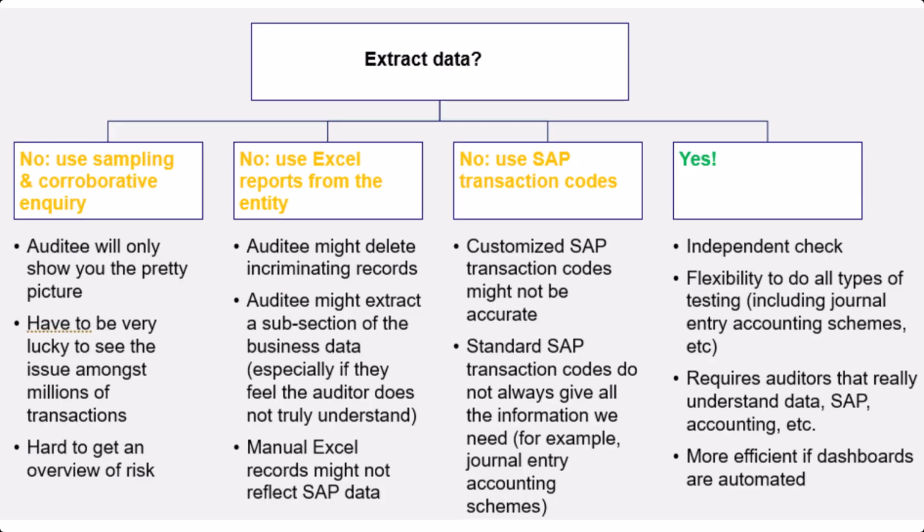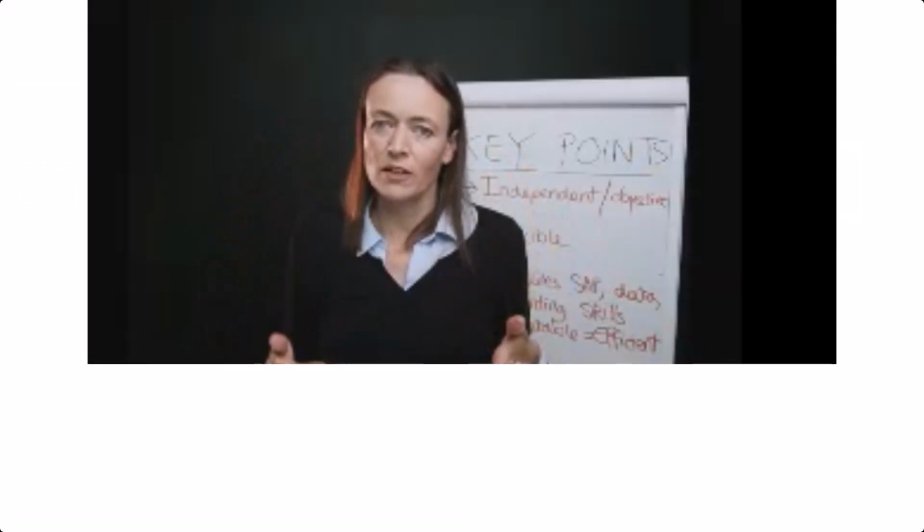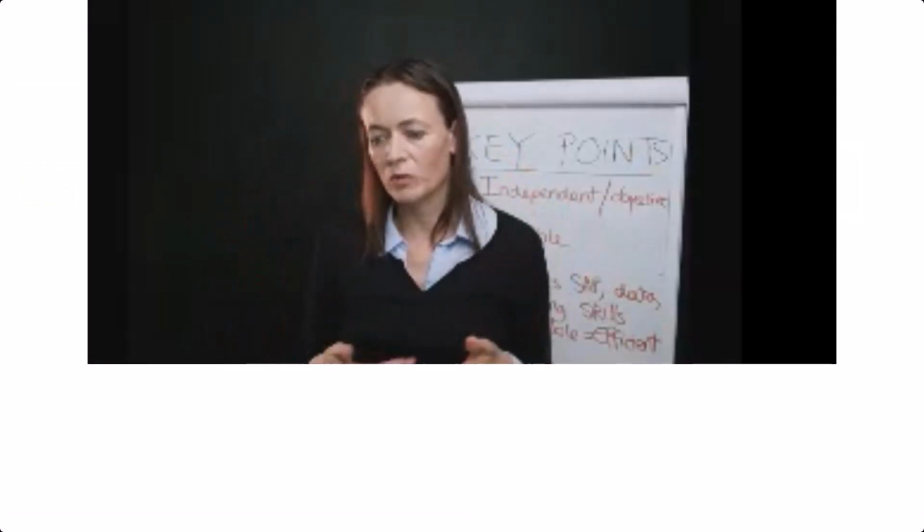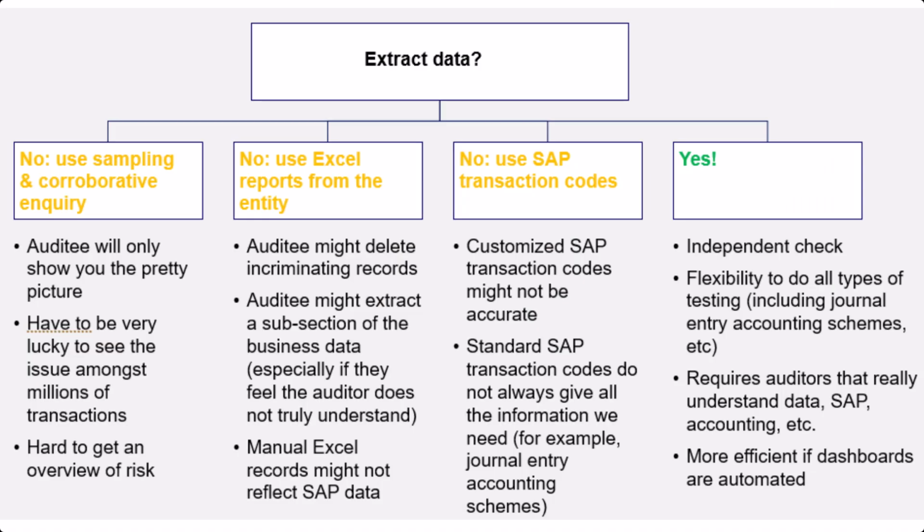When we get the SAP data, when we have access to get whatever data we want, then we can be more flexible. Like, we don't have to only rely on the Excel reports that the auditee decides to give us. If we get the data ourselves out of SAP, then we can be more flexible. And we can also make analysis as much as we want, including analyzing journal entries, which is what we looked at last time.